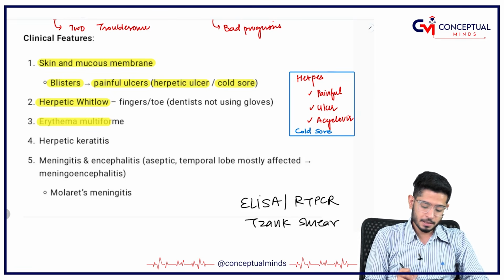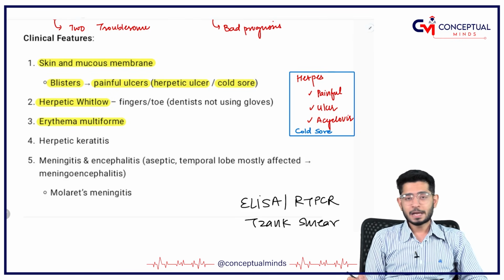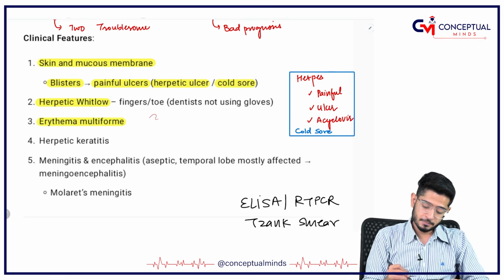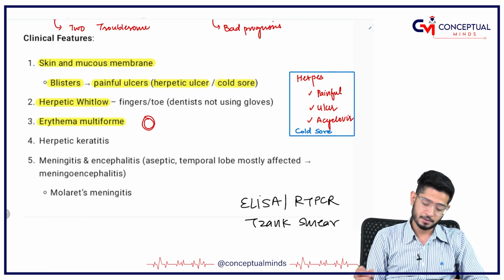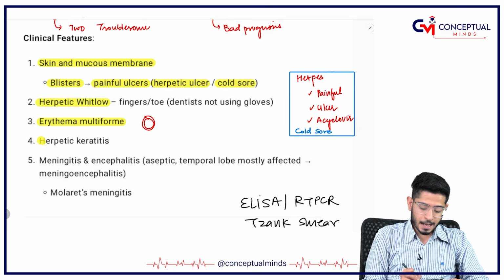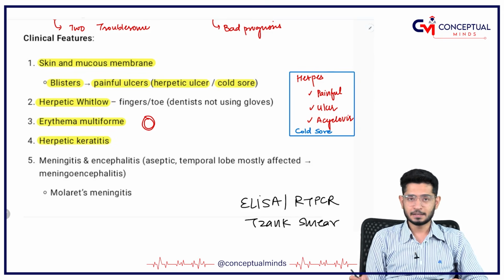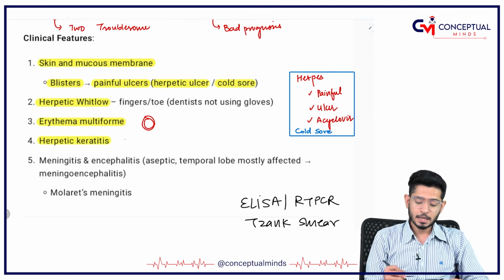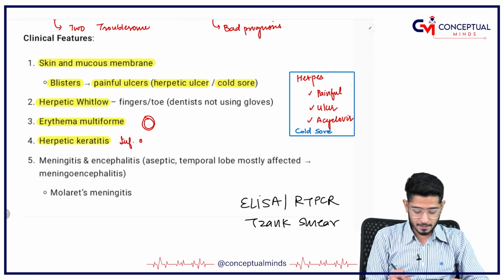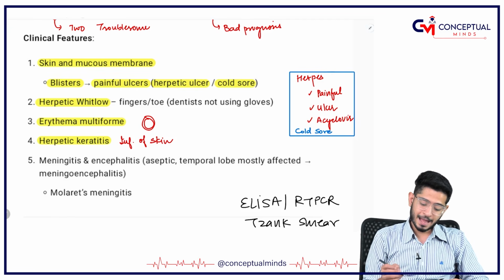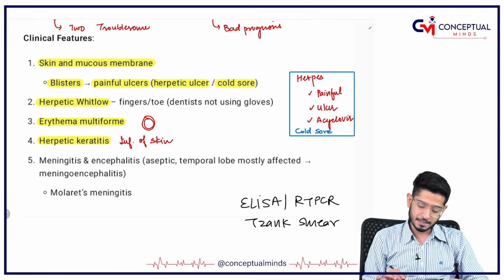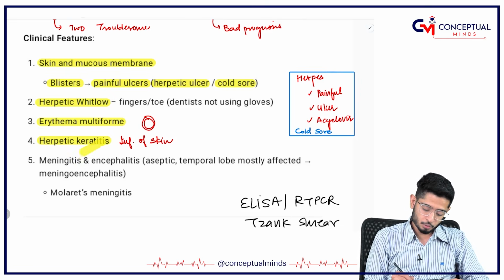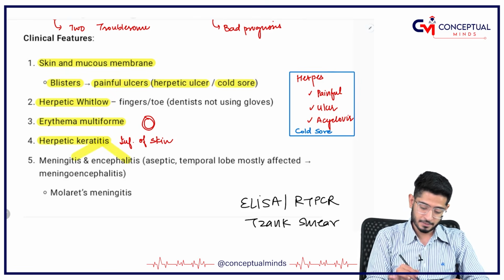Next is erythema multiforme. So erythema multiforme is again caused by herpes. That means there will be erythema, red erythema that is going to happen. Next is herpetic keratitis. So keratitis means what? Inflammation of skin. Inflammation of skin is keratitis. And with this keratitis, because itis is coming, you can remember two more: meningitis, encephalitis.